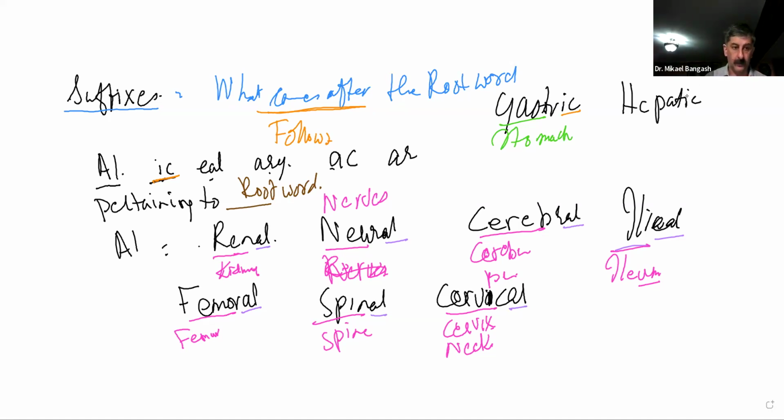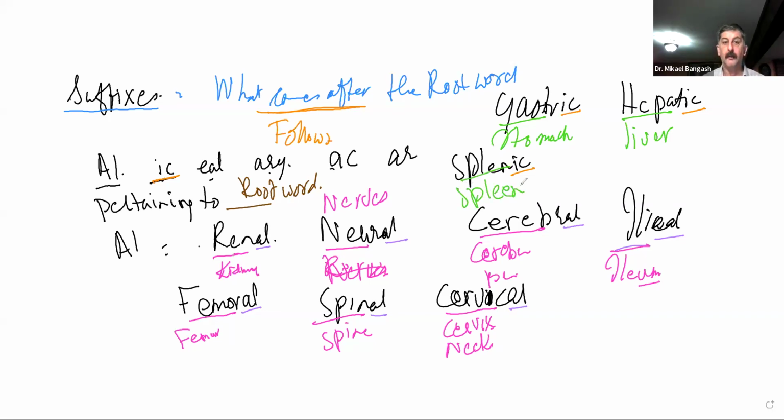We can say hepatic. So again, -ic, pertaining to hepat, liver. Another one: splenic. Pertaining to a structure that we call the spleen.